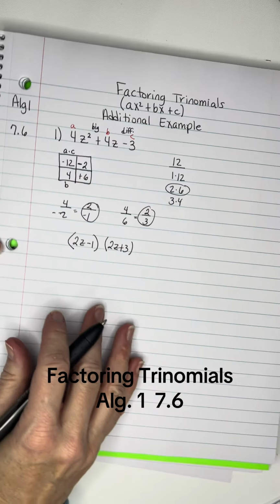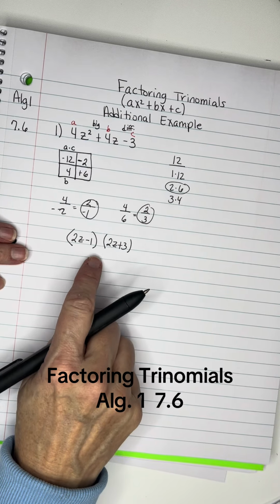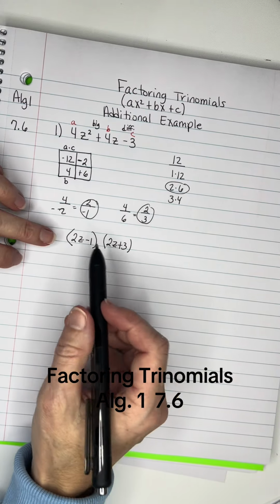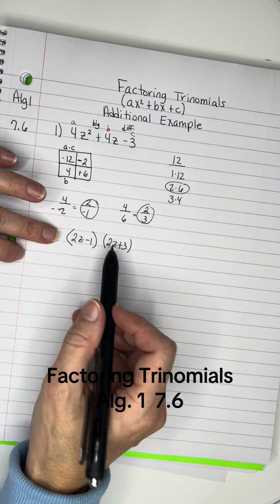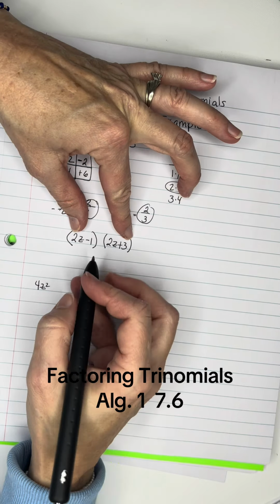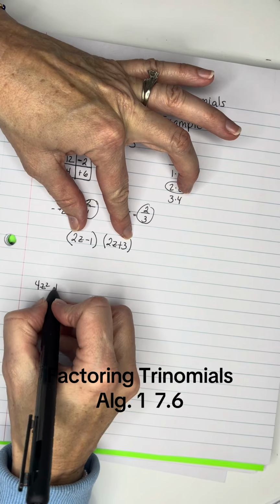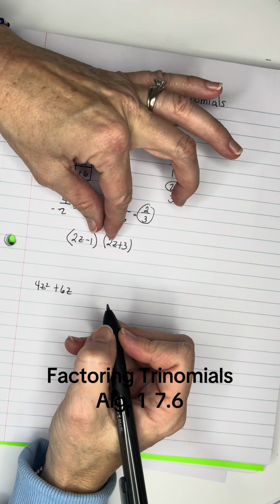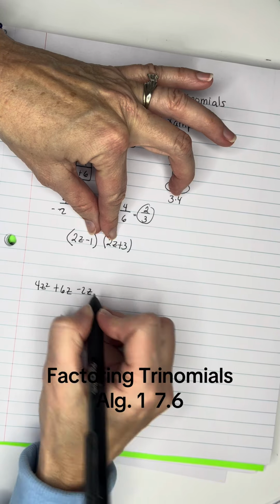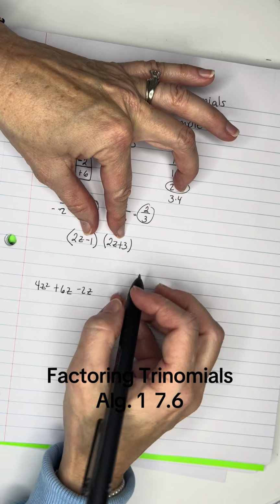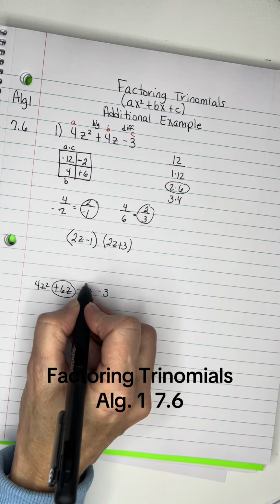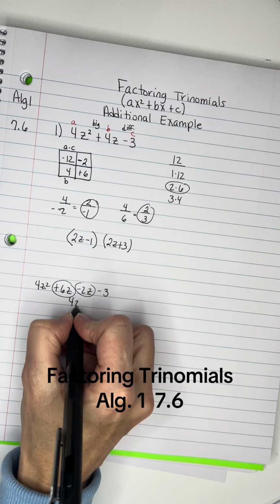Okay, best to check this by foiling it back to make sure that I get what I started with. So for the first terms, 2z times 2z is 4z squared. For the outside terms, 2z times 3 is 6z. For the inside terms, -1 times 2z is -2z. And for the last terms, -1 times 3 is -3. When I combine 6z and -2z, I get 4z.